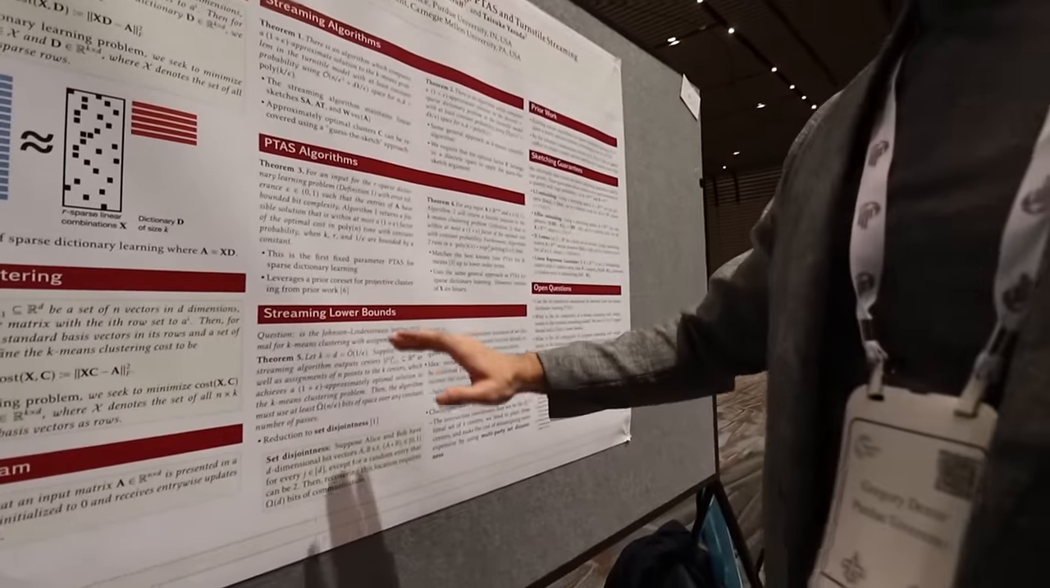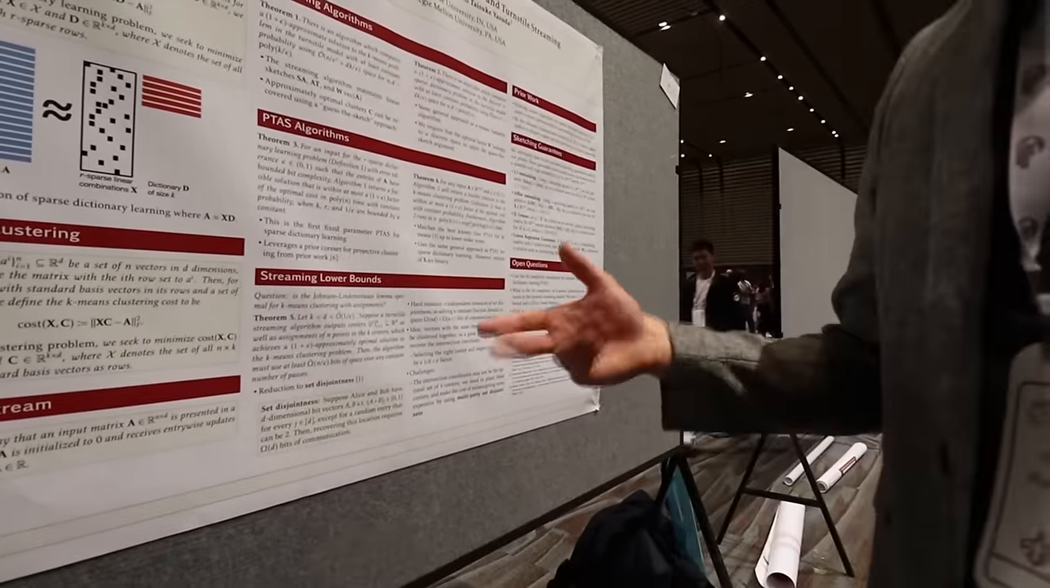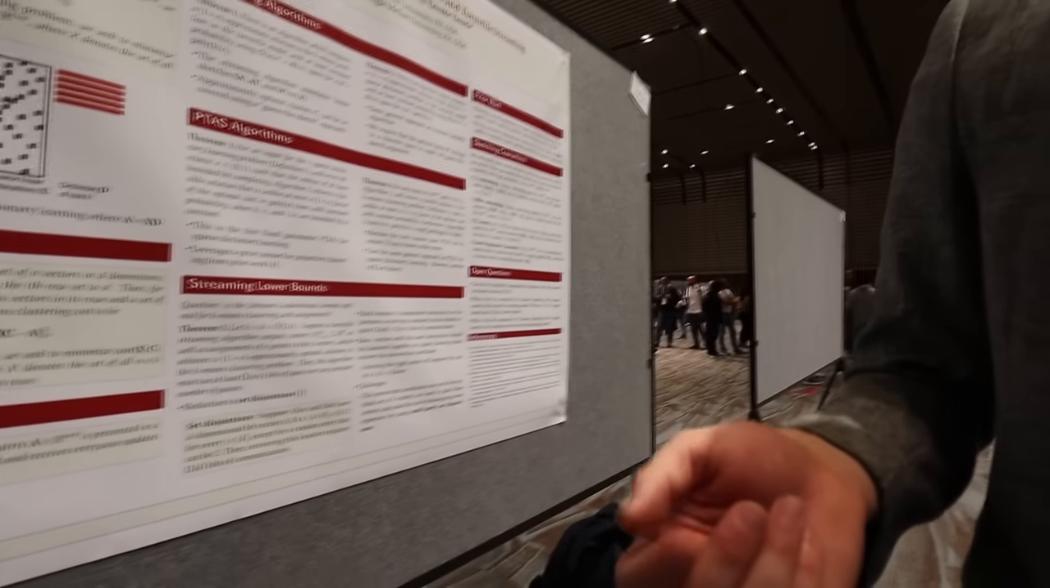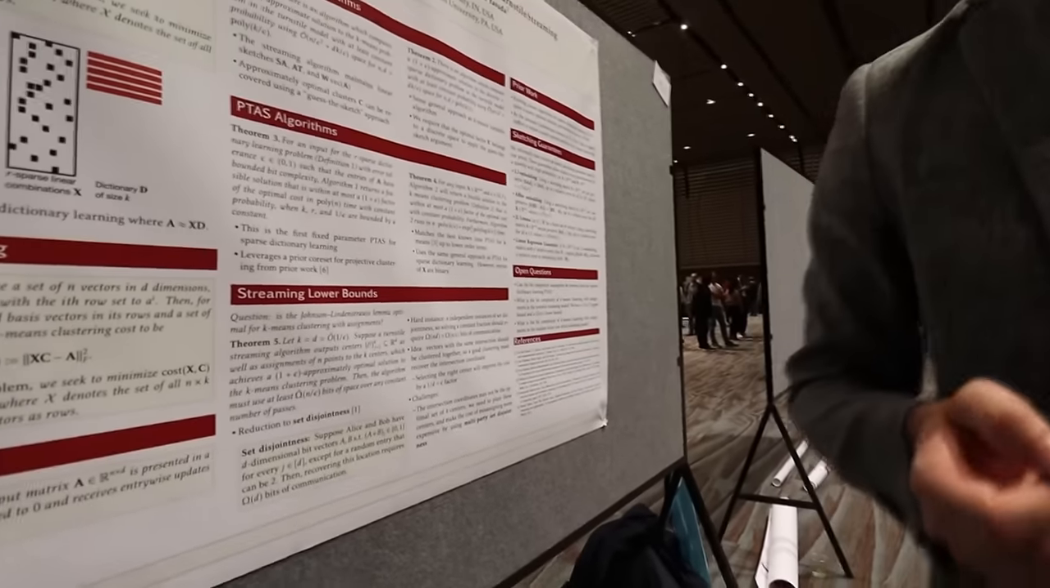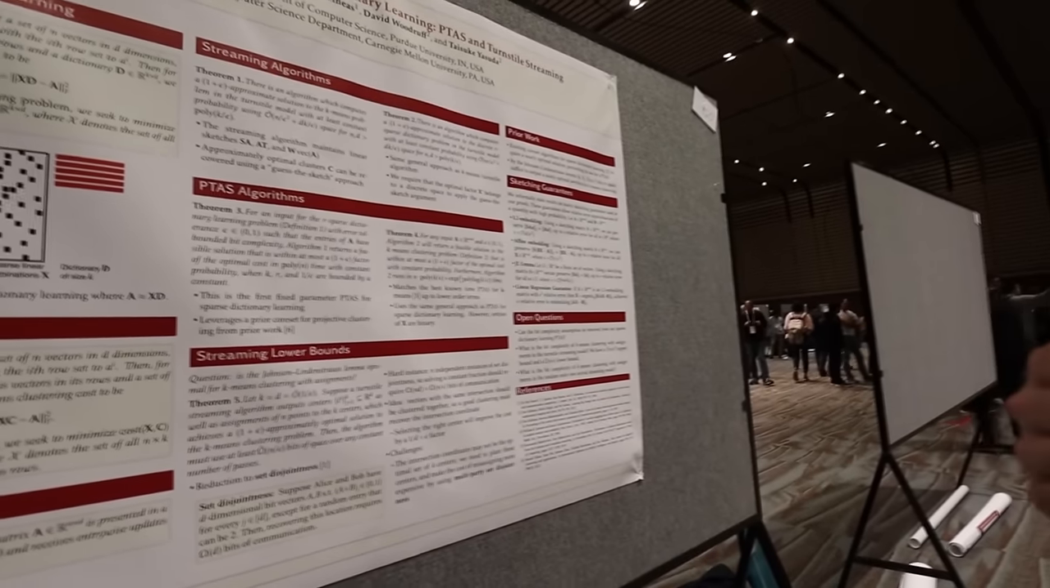And then we also have a streaming space complexity lower bound to go with the k-means result, to give some idea of how tight our result is. Okay, very cool. And so what does this have to do with sketching?